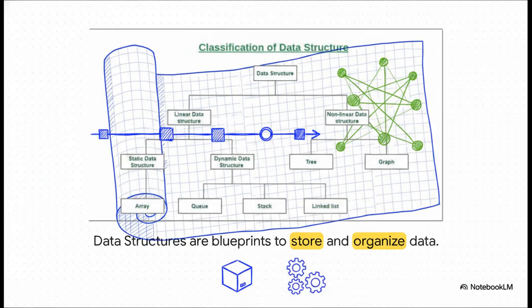Now check this out. Data structures basically fall into two main camps. On one side, you've got linear structures, like an array. This is perfect for something simple, like a to-do list where one item just follows the next. But on the other side, you've got nonlinear structures, like a graph. This could represent a social network, right? With all those complex connections between friends. Choosing the right structure is the very first critical decision a programmer has to make.